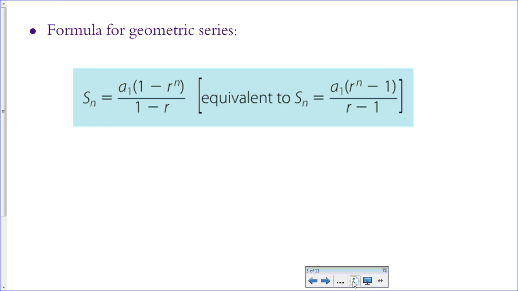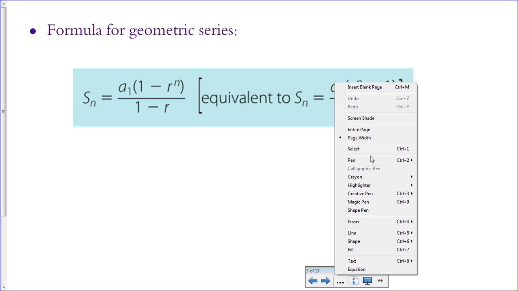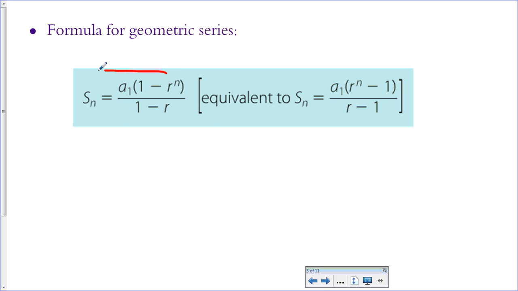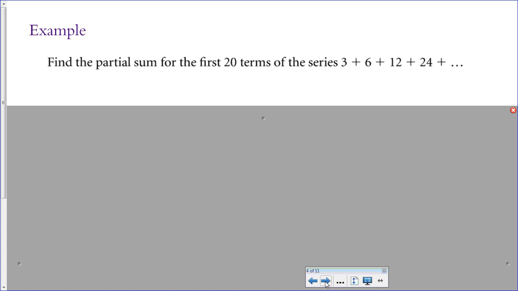Again, the formula booklet has two versions, and I like to focus on just one of them, though basically they're the same thing. So it really doesn't matter which one you focus on, they're the same amount of work. So I'll just use the one here that I circled in red. Find the partial sum for the first 20 terms of this series. We're going to just practice using that formula to find the sum of a geometric series, and we're looking for just the first 20 terms.